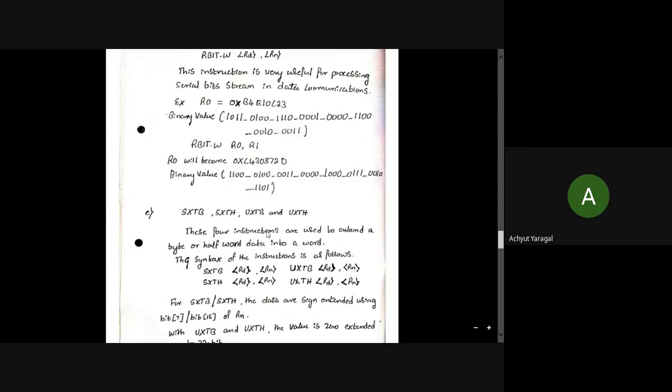Now next we'll try to understand SXTB, and also SXTH, UXTB, UXTH. These are the 4 instructions used to extend a byte or a half word into a word. That's it. So this is how the syntax of the following instructions will be.